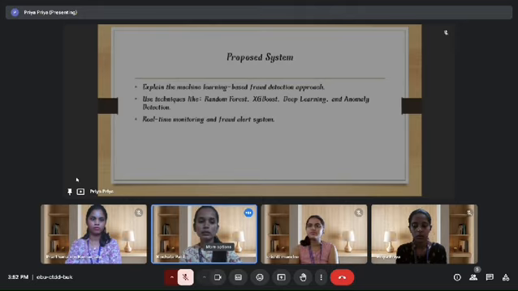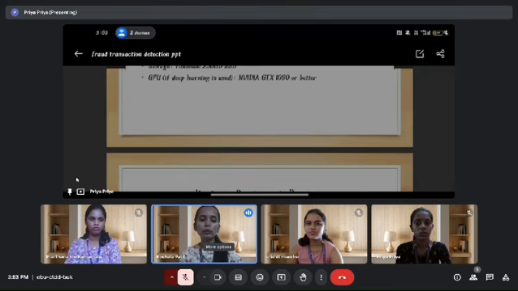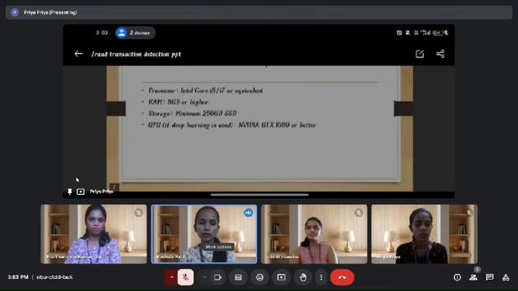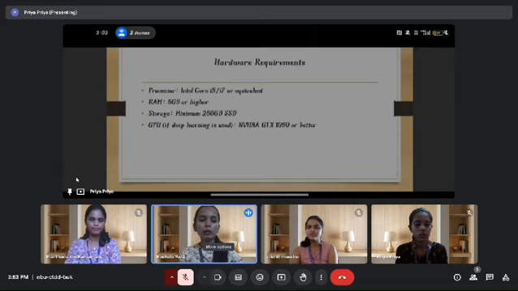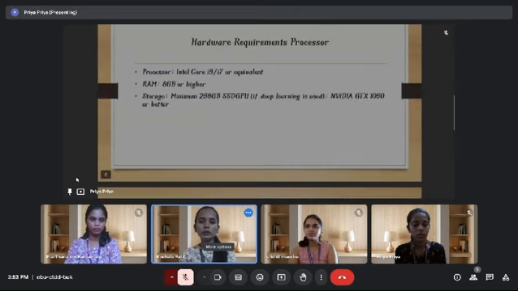Now I'm going to explain the hardware requirements of this project. The minimum hardware required: the processor is Intel Core i5 or i7 or AMD Ryzen equivalent. RAM should be 8 GB, with 16 GB recommended for deep learning. Storage should be 256 GB SSD, with up to 512 GB recommended if large datasets are needed. GPU like NVIDIA GTX 1050 or better for deep learning models. Next, my friend Srishti will explain.